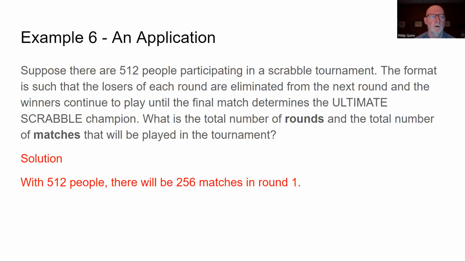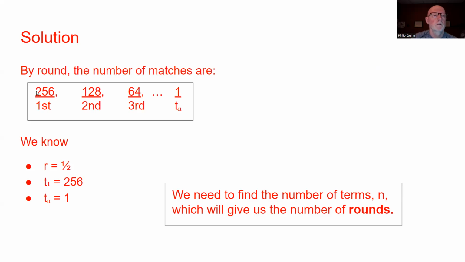We've got 512 people, and every match requires 2 people. So there will be 256 matches in round 1. So that's our starting point here. Right? 2 people are required to play a match. So take the total number of people, divide by 2. So you get 256 matches in round 1. 256 in the first. Then what do we do in the second round?